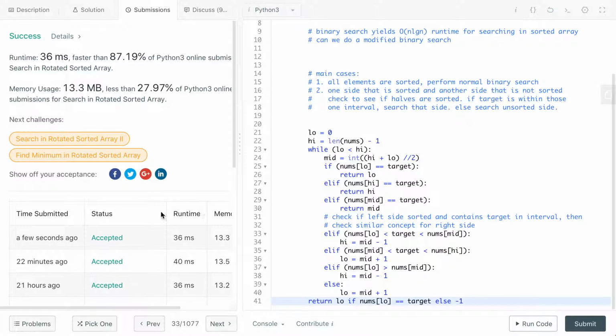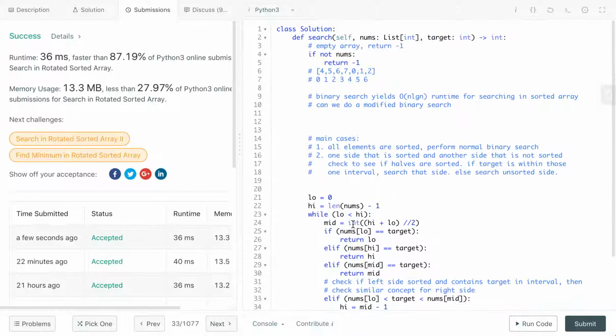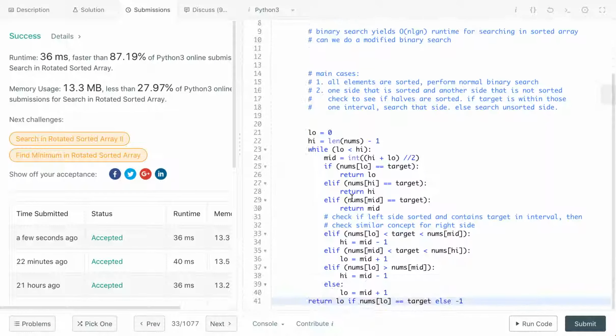All right, great. Looks like it works. Let's talk about runtime for a little bit. So binary search, we know that it's O of n log n for runtime. And our modified binary search is just more elif statements than the typical one. And for space, we don't use any space, so it's constant space complexity.